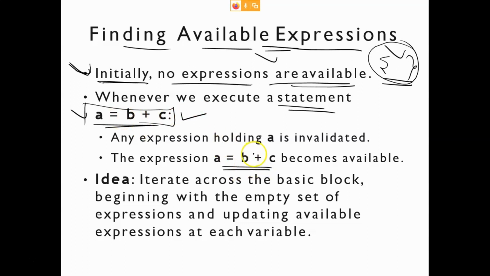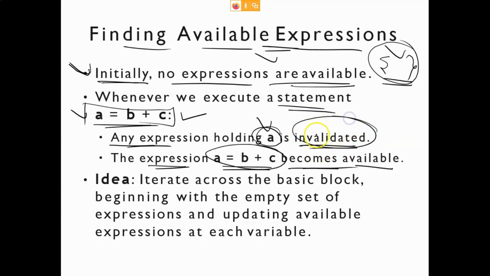In your set of available expressions, you will include A equal to B plus C, because this expression will become available now. Remember, any expression that was already present which has the value A, you can remove, because that expression will become invalid. Now that expression will not be available because you are redefining the value A. So this is the complete point in the available expression analysis.